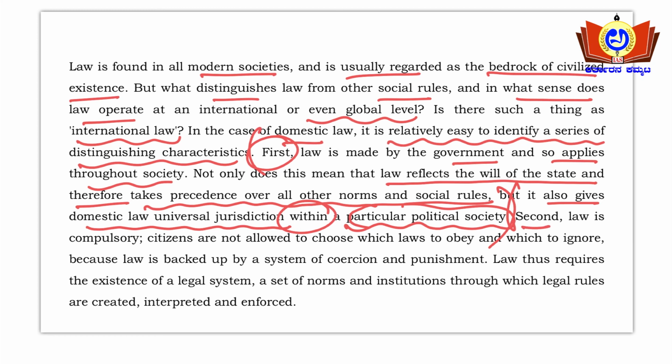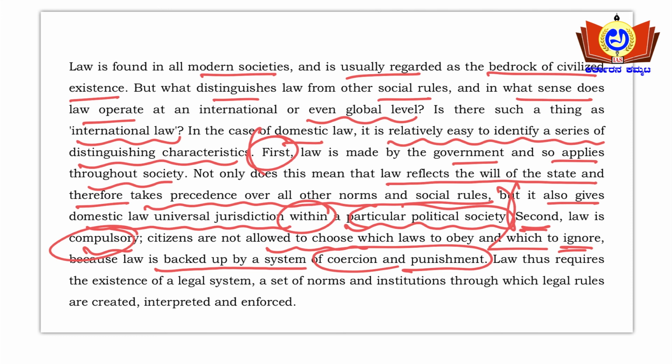The second, law is compulsory. Citizens are not allowed to choose which laws to obey and which to ignore. That is compulsory. Law is compulsory. It cannot be chosen to obey this law and that law, and which law to ignore, because law is backed by a system of coercion and punishment. If someone violates the law, there is a punishable offense for that.